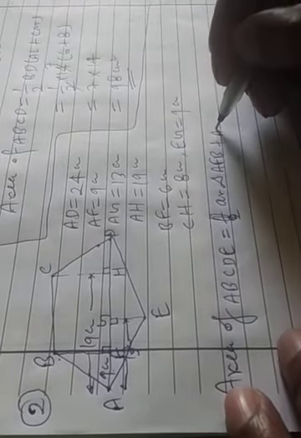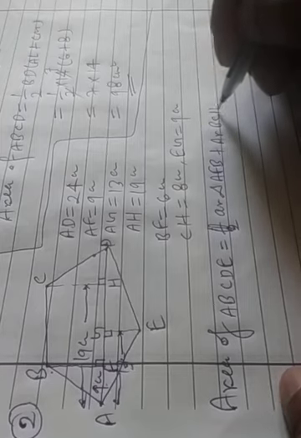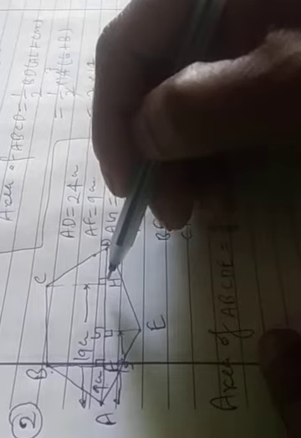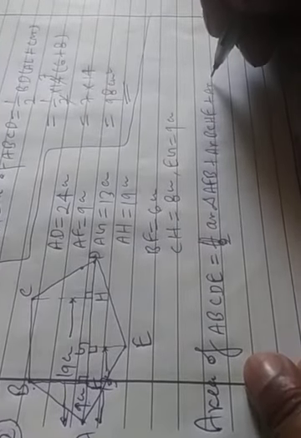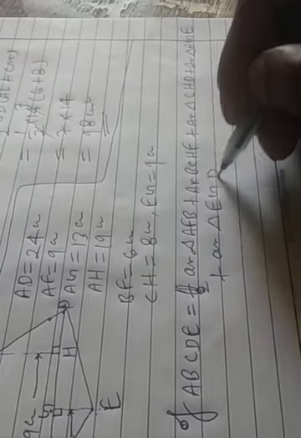plus area of trapezium. This is a trapezium because these are parallel sides, one pair of this BCHF, area of BCHF, plus area of this triangle CHD, and now in the lower portion, plus area of triangle AGE, and plus area of this triangle EGD.